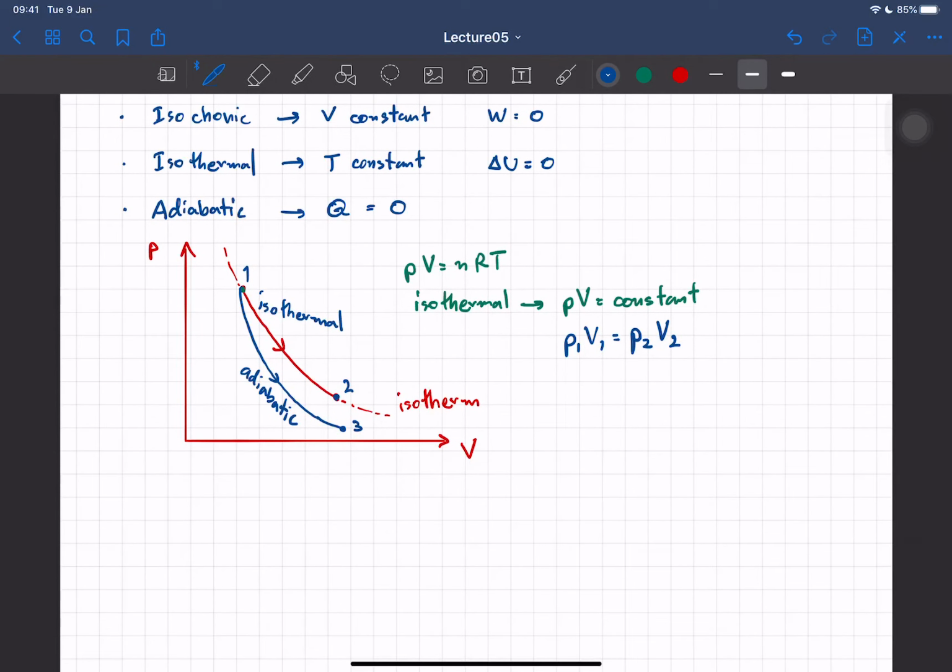For an adiabatic process, if you remember, I'll write it here. So instead of PV equal to constant, well, there's no reason for that to be true any longer because T is not constant. But it turns out that PV to the power of gamma equal to constant, right? The proof of this can be found in any textbook that talks about adiabatic processes.